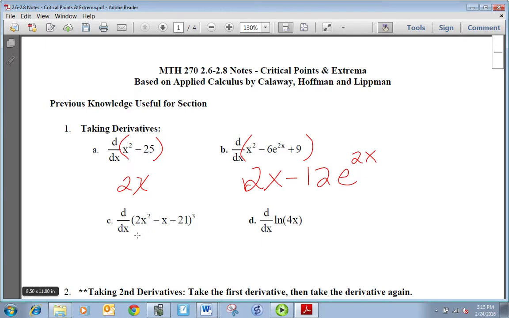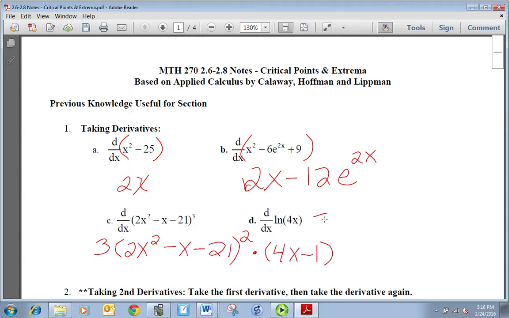And d dx of 2x squared minus x minus 21, all to the third power, will be 3 times 2x squared minus x minus 21 to the second power, and that's going to be multiplied by the derivative of the inside, which is 4x minus 1.